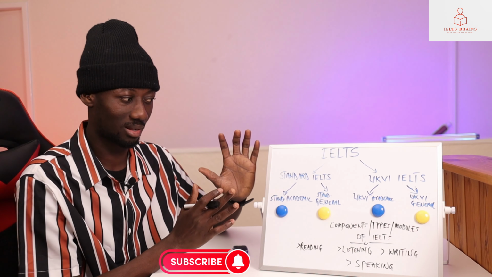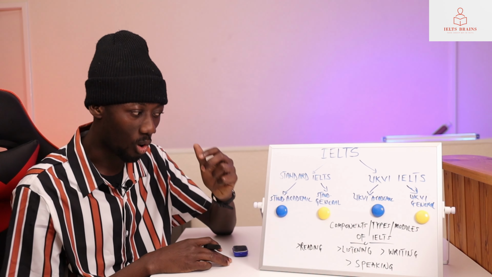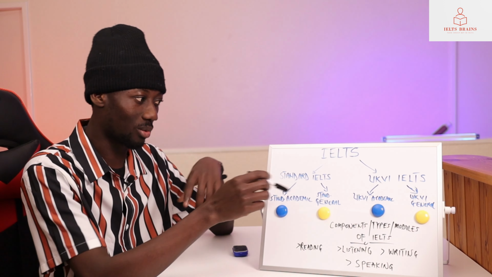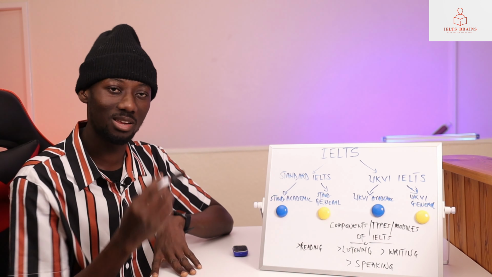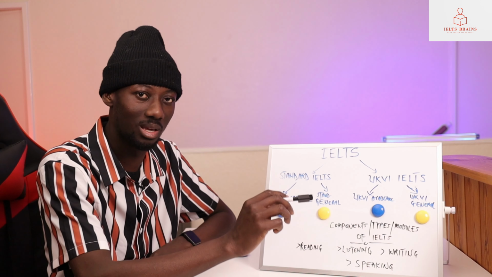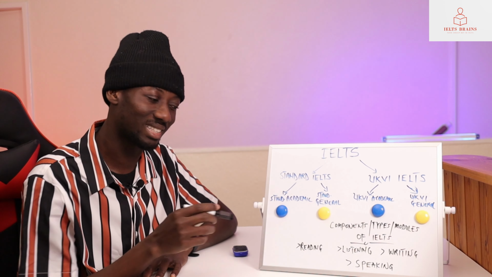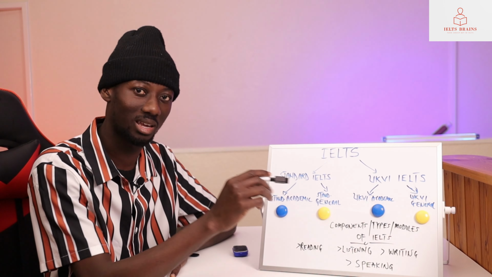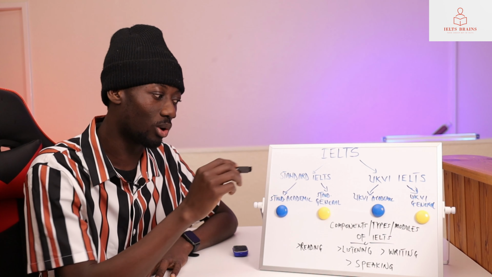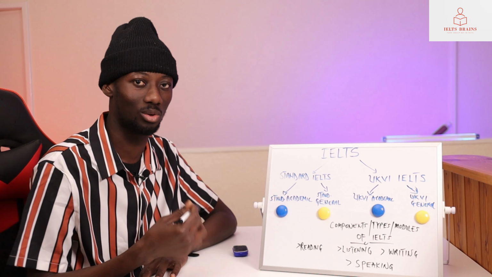IELTS Academic, whether UKVI or Standard Academic. Now, if I say IELTS Academic, you know that we have Standard Academic and we have what? UKVI Academic. And if I say IELTS General, it means we have what? Standard General and we have UKVI General. So if you want to write IELTS Academic, whether Standard or UKVI, there is this thing you have to note. If you want to write General, whether Standard General or UKVI General, there's also another thing you have to note.